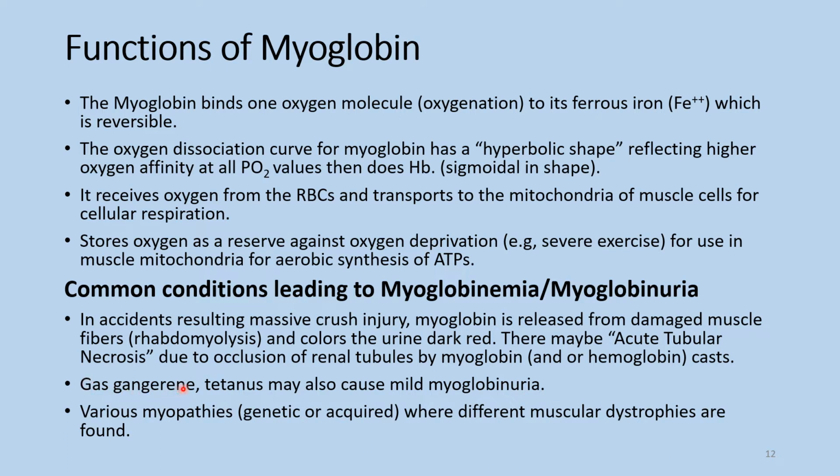Gas gangrene is the necrosis of a part of the body due to bacterial infection. Tetanus is the spasm or stiffness of the muscles caused by microorganisms, which cause mild myoglobinuria. There are various myopathies, genetic or acquired, which may cause myoglobinuria, and they are found with muscular dystrophies.